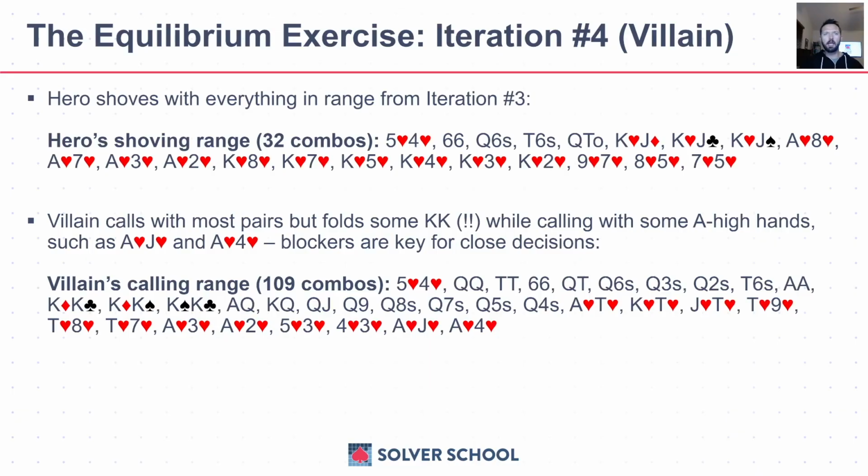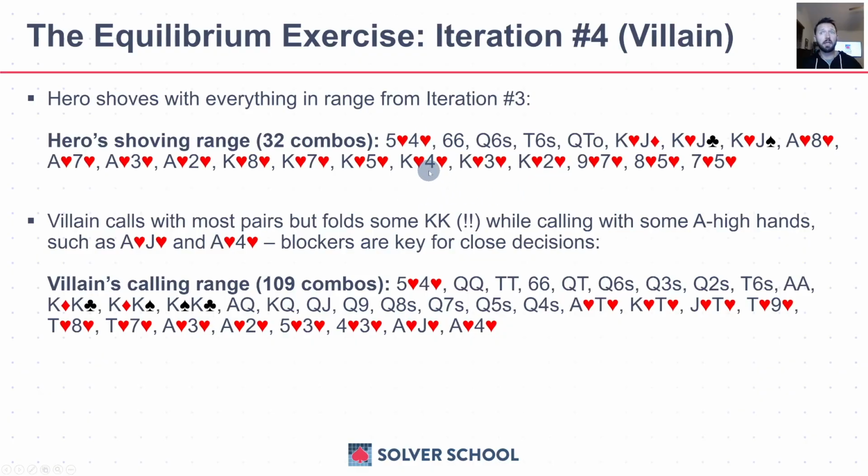If villain has the king of hearts in range, that's going to block a lot of these bluff combos. So king 8 of hearts, king 7 of hearts, king 5 of hearts, king 4 of hearts, king 3 of hearts, king 2 of hearts. Having the king of hearts in range takes 1, 2, 3, 4, 5, 6 bluffs out of our range. Actually, 9 bluffs out of our range if we include these king jack offsuit hands too. So by taking 9 bluffs out of range, we've already tilted us back towards value.